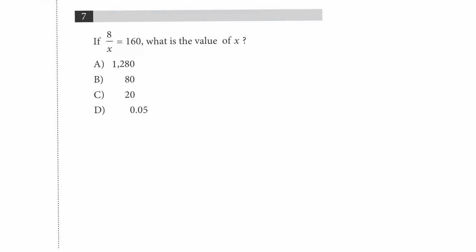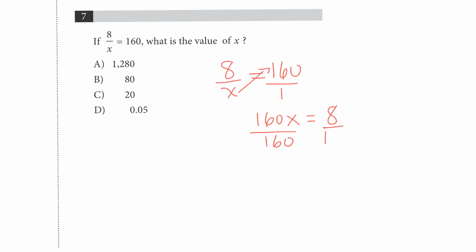Okay, problem number 7. We have 8 over x is equal to 160, and we're looking for the value of x. So if we cross multiply here, we're going to have 160x is equal to 8. And if you divide by 160, x is equal to 1 over 20. You can reduce that. 8 goes into 160 20 times. So if you look at the answer choices, there is no 1 over 20. There is a 20, so some students are liable to pick that one. That would be incorrect, because 1 over 20 is actually 0.05.